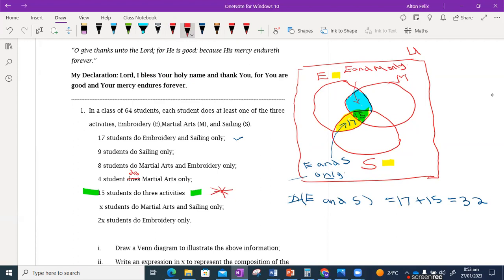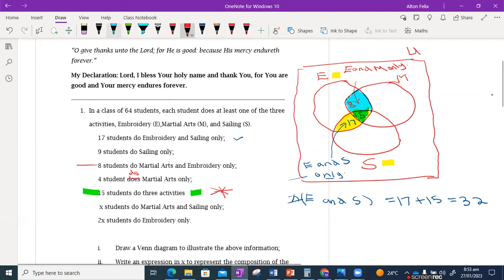So let's see what information we are given with E and M. They say 8 students do martial arts and embroidery only. So the 8 students will go right here in that blue region. Now 8 and 15 will give us 23, and that will be embroidery and martial arts. Embroidery and martial arts only is the 8. The 23 will be embroidery and martial arts.